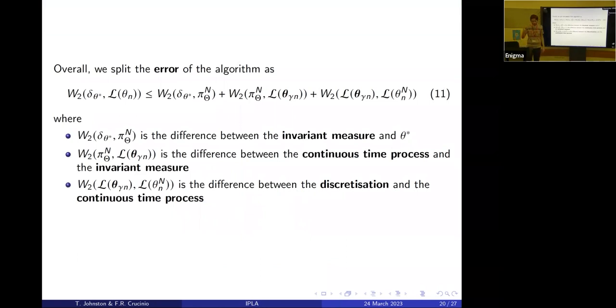As is common with these kinds of sampling algorithms, our main proof technique is to split the error, where beta star is our maximizer and beta n is our algorithm. We split it using the triangle inequality. We have three terms. We have the difference between the beta marginal of the invariant measure and beta star. We have the difference between the continuous time process and the invariant measure, and we have the numerical error between the discretization and the continuous time.